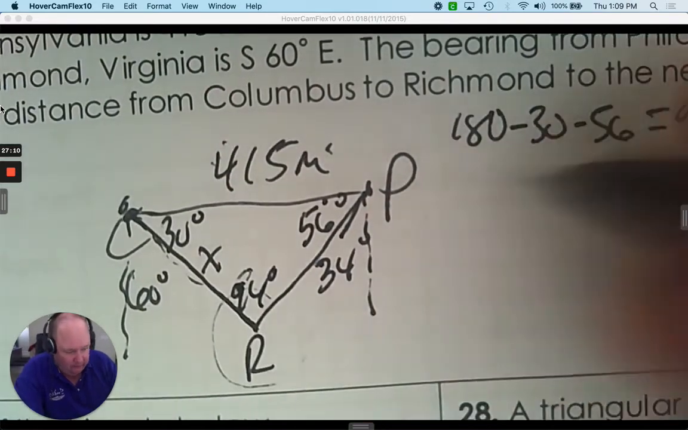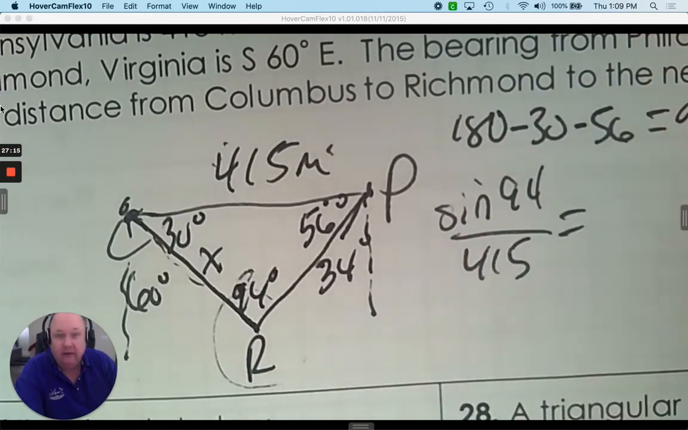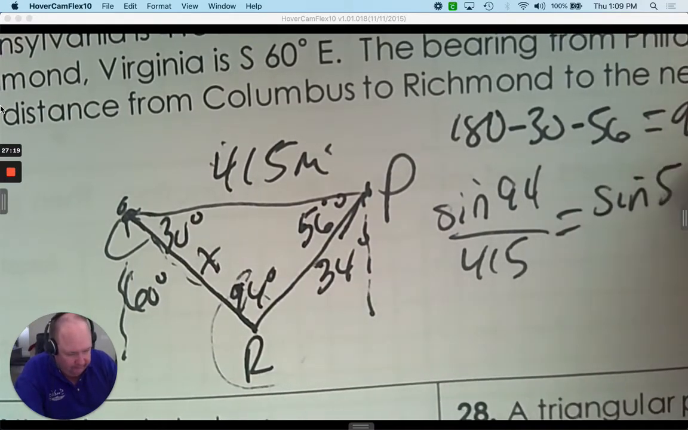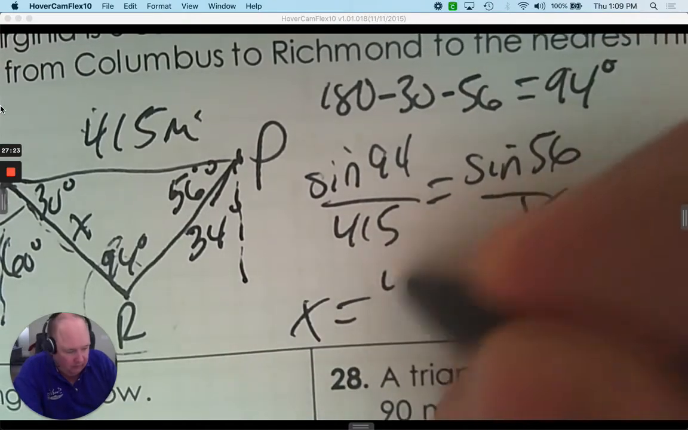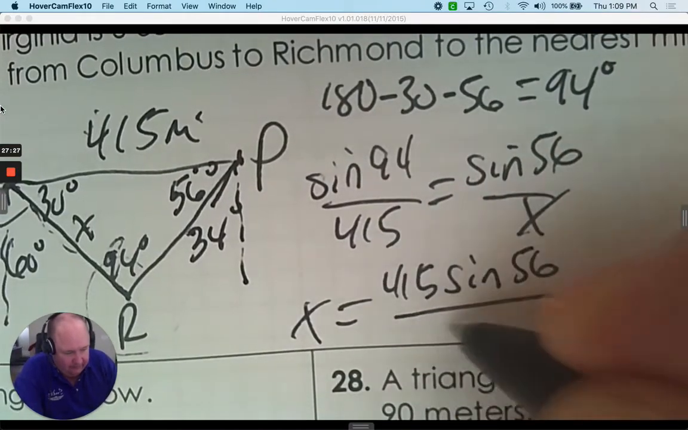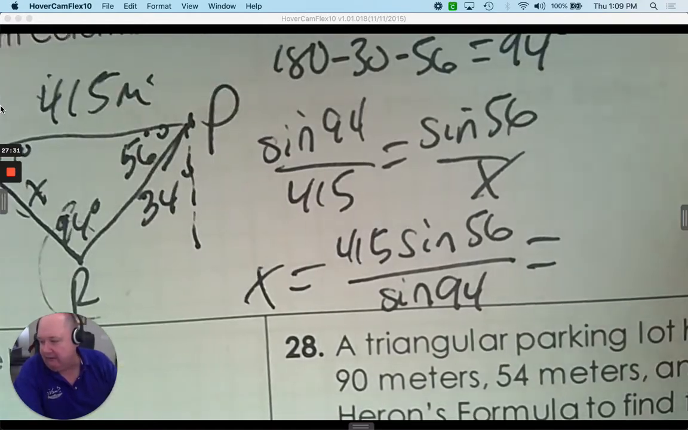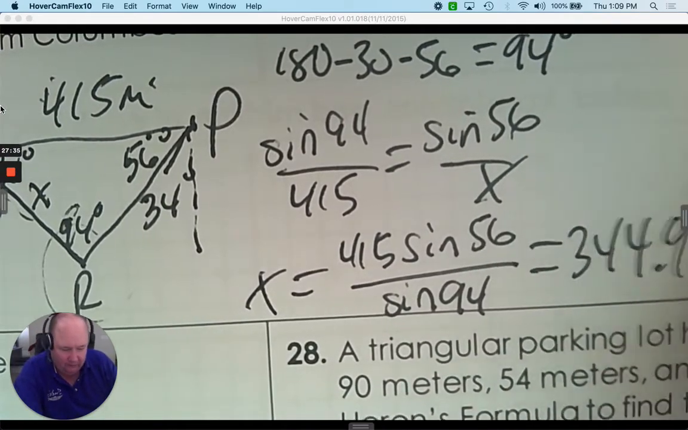So now we start with sine 94 over 415. I'm looking here, the angle's 56 I need to use. And then to get x by itself, 415 times the sine of 56 divided by the sine of 94. And then use your calculator, and you get 344.9 miles.